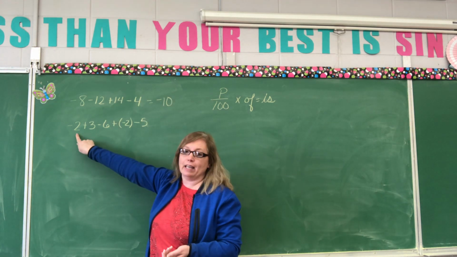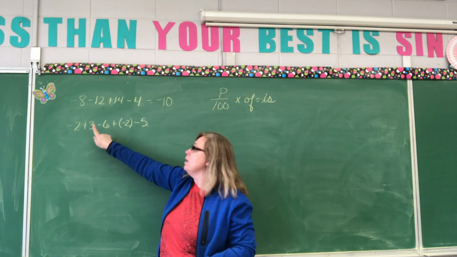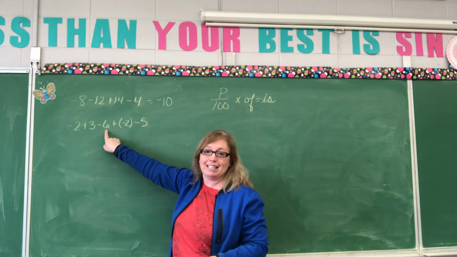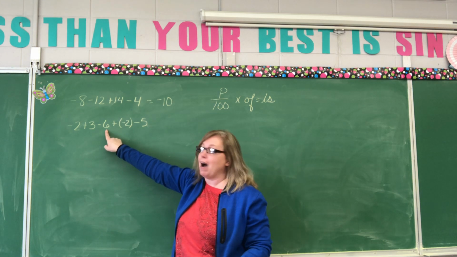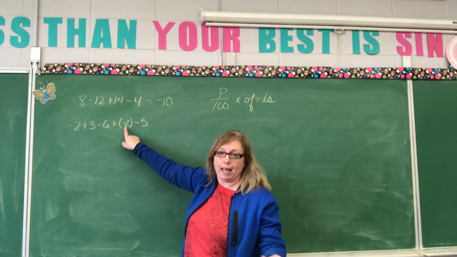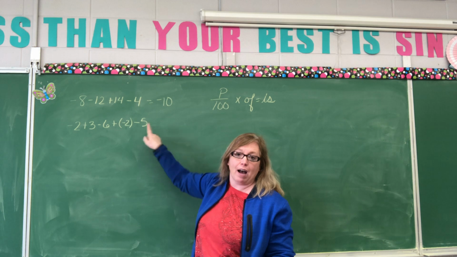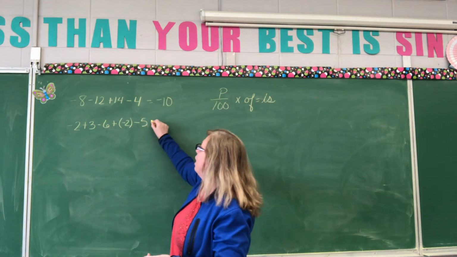What if you have negative 2 plus a positive 3, which is positive 1. Positive 1 plus negative 6 is negative 5. Negative 5 plus negative 2, negative 7. Negative 7 plus a negative 5 is a negative 12.